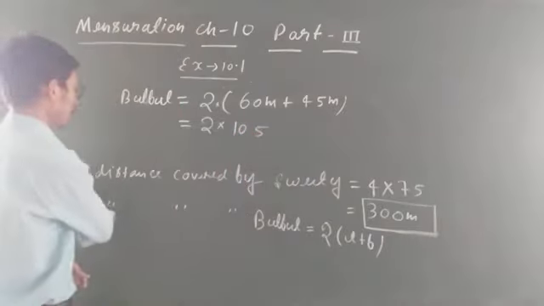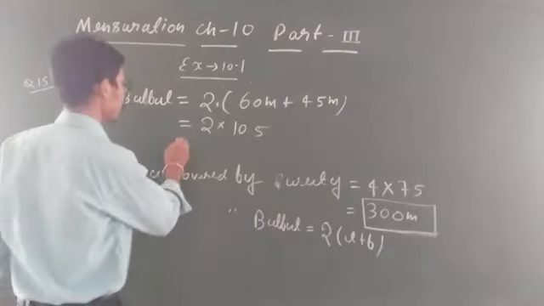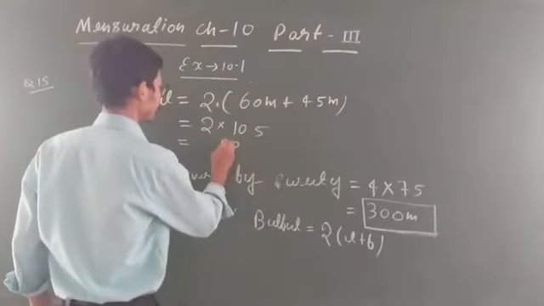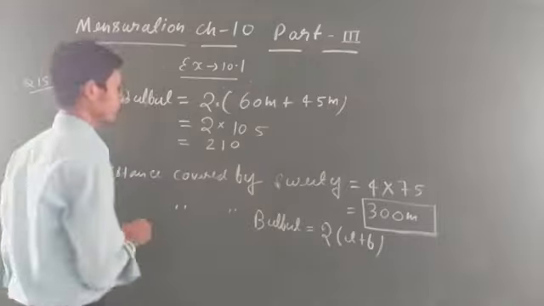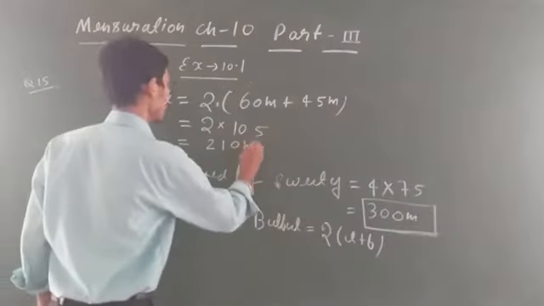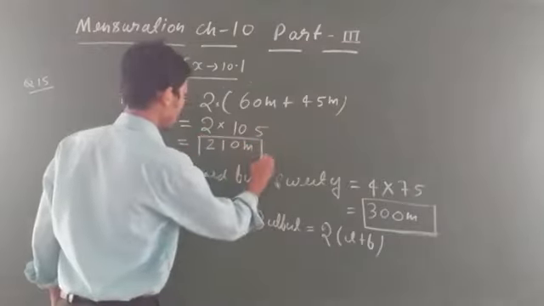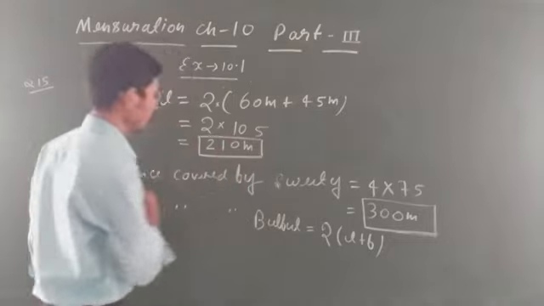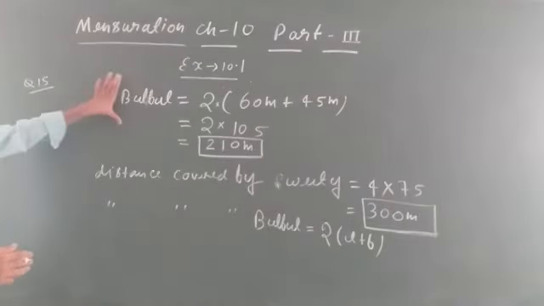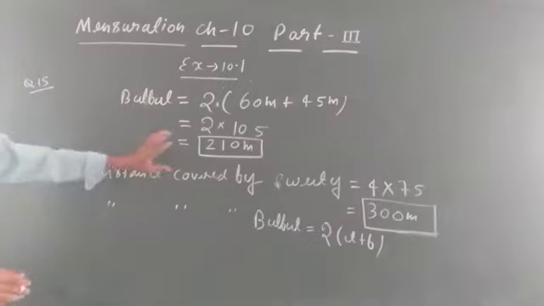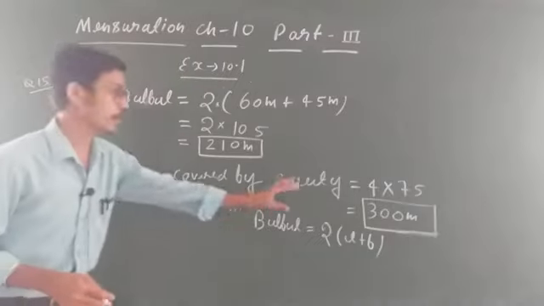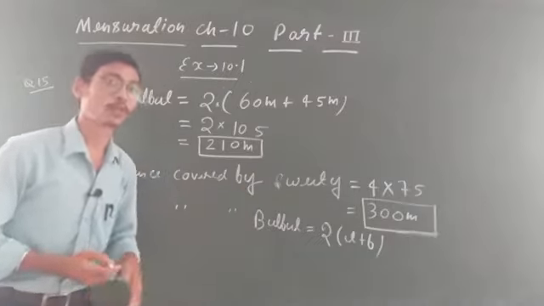So this is 105. Now when you solve this, what will it become? 2 into 105 is 210. So 210 meter is coming. Clear? So here you can also decide the distance covered by Bulbul equal to 210 meter, or the distance covered by Sweetie equal to 300 meter. Clear, student? So who covered more distance?